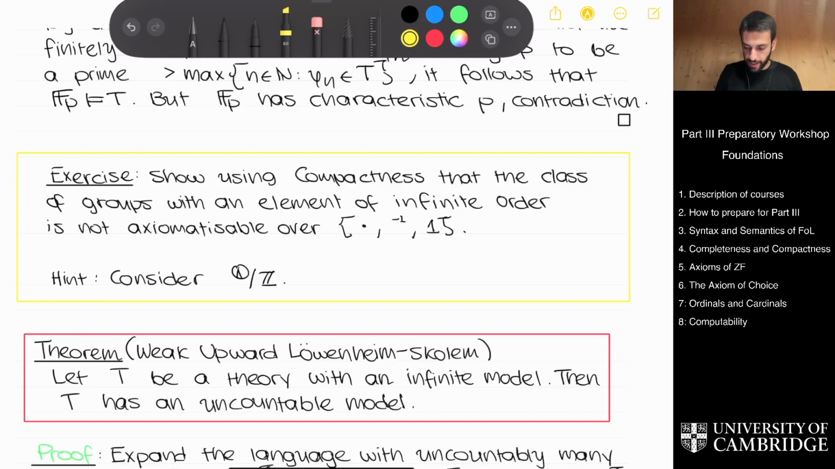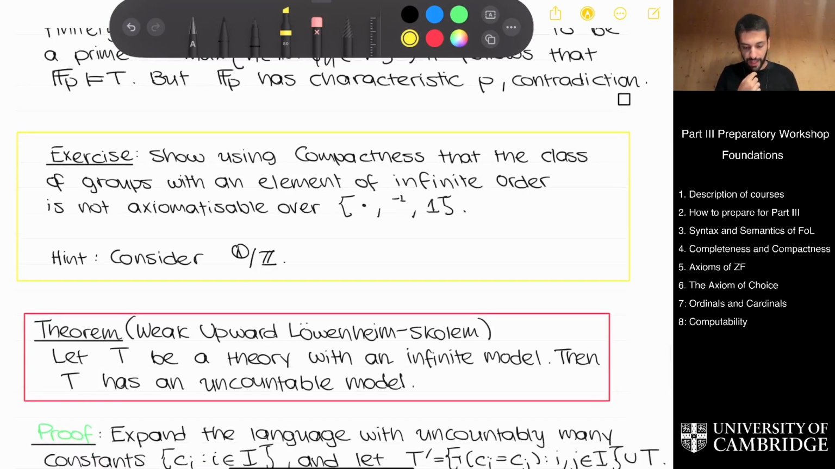As an exercise, I leave to you the following, which is not showing that something is not finitely axiomatizable using compactness, but in fact showing that something is not axiomatizable at all. So, as an exercise, show using compactness that the class of groups with an element of infinite order is not axiomatizable over the language of groups. As a hint for which kind of structure you should have in mind, consider Q mod Z, so Q quotient by Z as a group with addition.